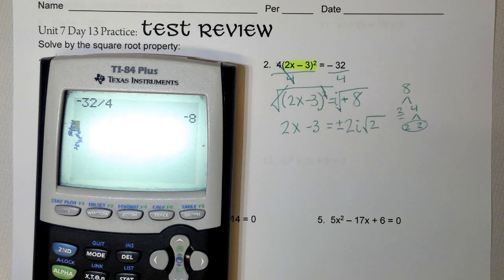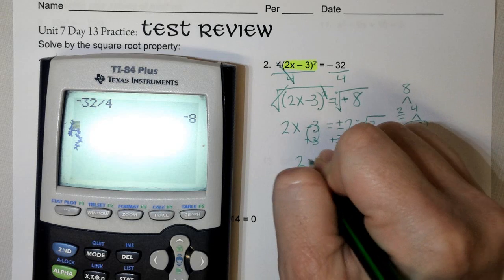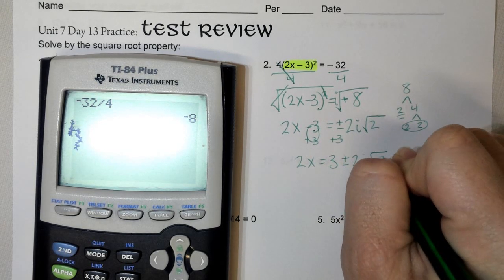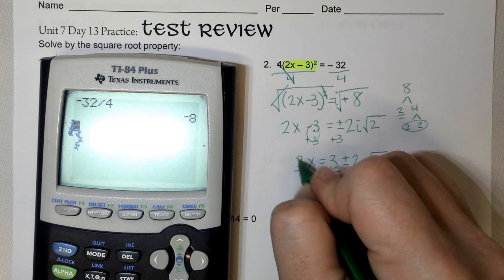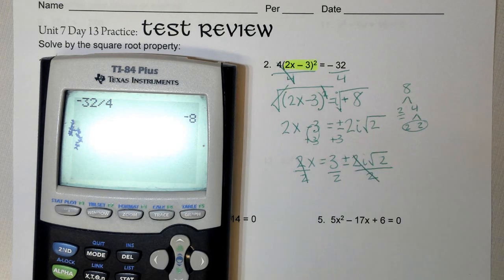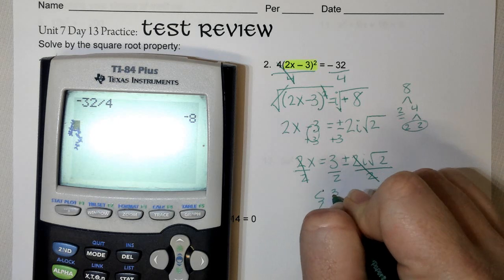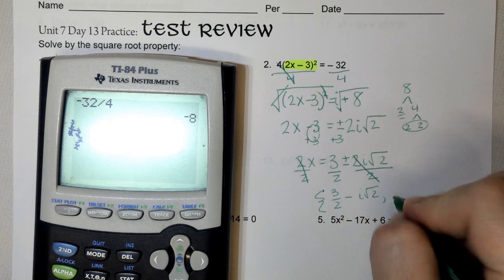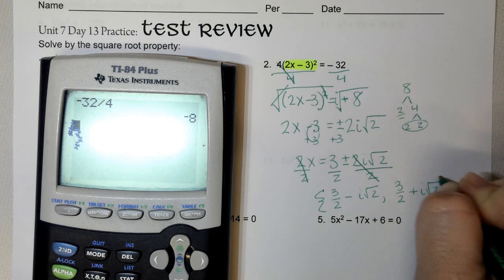Now I have to get x by itself. So plus 3, and now I divide by 2. So I'm, again, going to separate my denominator. And you'll notice that these 2's do cancel. Now 3 over 2 does not simplify. So my answer ends up being 3 over 2 minus i root 2, and 3 over 2 plus i root 2.